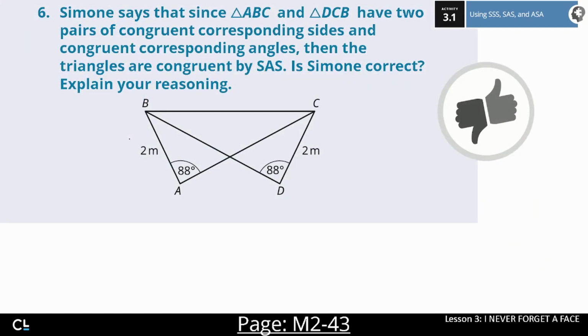And let's look at our last little bit for today. Question number 6 on page M243. The last one was on 243 also; I forgot to mention it. Sorry about that. It says, Simone says that since triangle ABC and triangle DCB have two pairs of congruent corresponding sides and congruent corresponding angles, then the triangles are congruent by side, angle, side. Is Simone correct? We do have things that are congruent here, but we need to check what order they are congruent in.